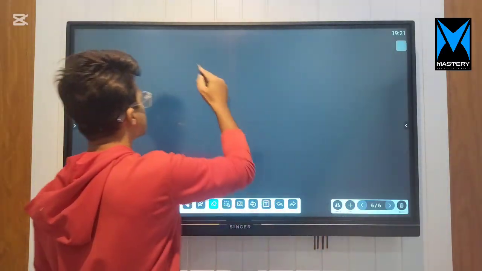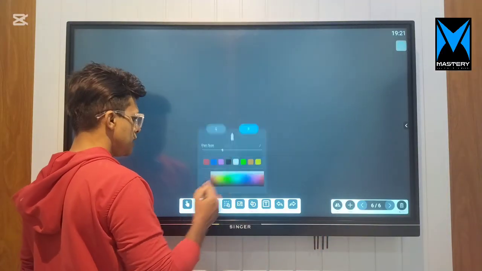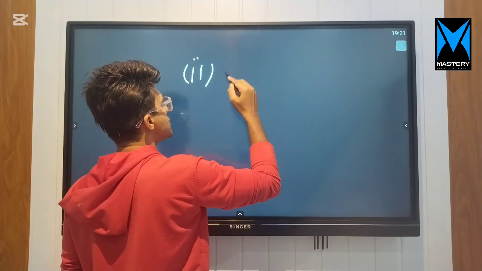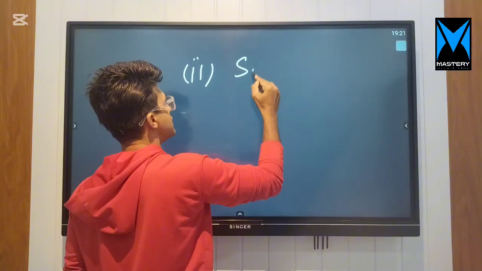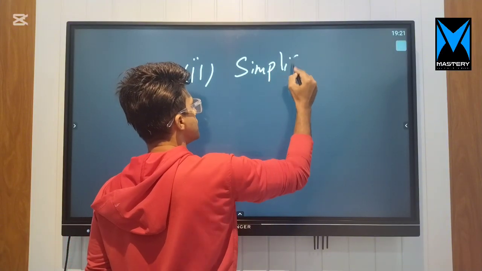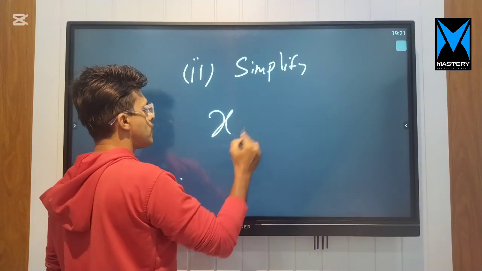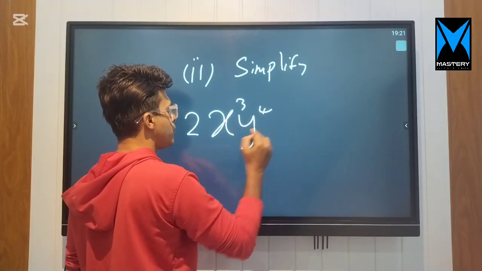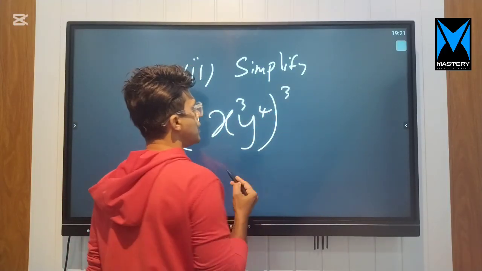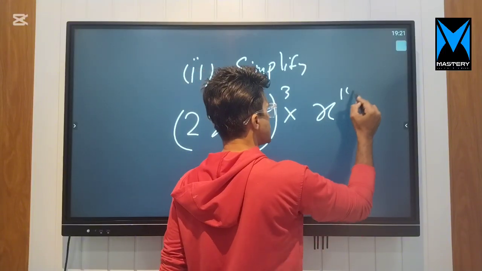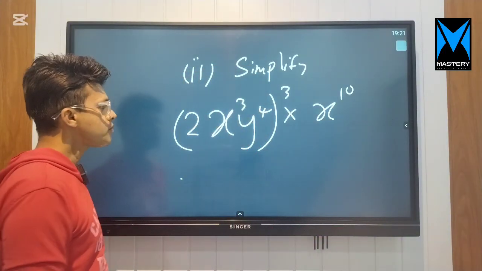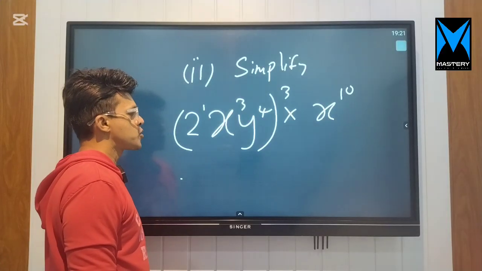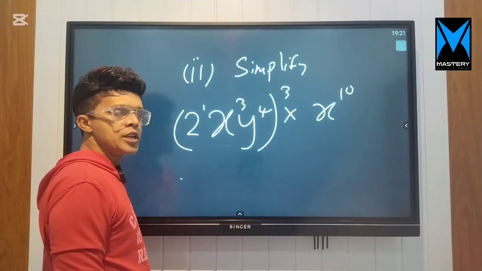So the second question is, simplify. This one also says simplify. How can we simplify 2 to the power 1, whole to the power 3, into x to the power 3, whole to the power 3, into y to the power 4, whole to the power 3, into x to the power 10? This is power of a power, which you already learned.